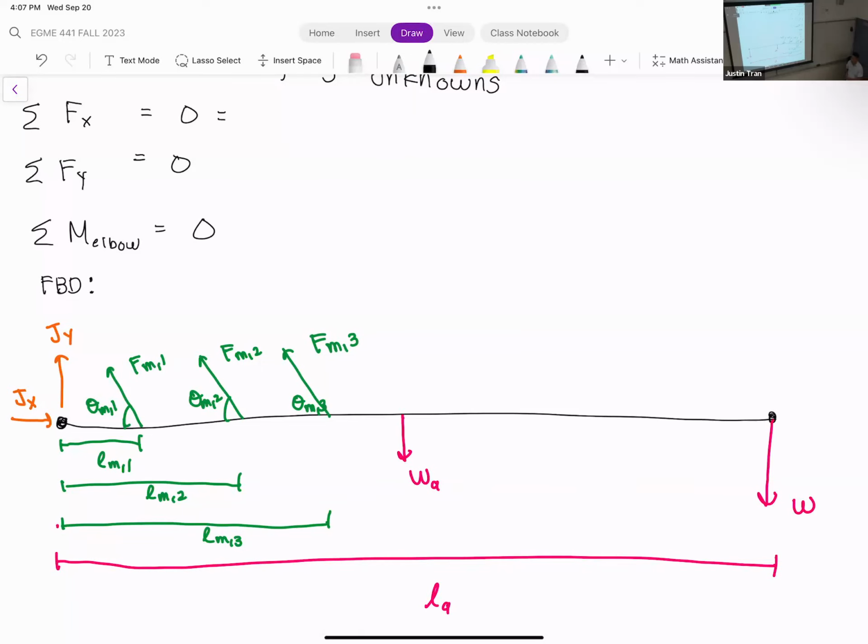All right, so for all the forces in the x direction, we actually have quite a few forces here. I count 7. We have JX, JY, the 3 muscle forces, and the 2 weights. Okay, and we need to see which ones are acting in the x direction, or at least have a component in the x direction. So let's just go from left to right. The first force that we see in the x direction is JX, and it's acting completely in the x direction, so we can just leave it by itself.